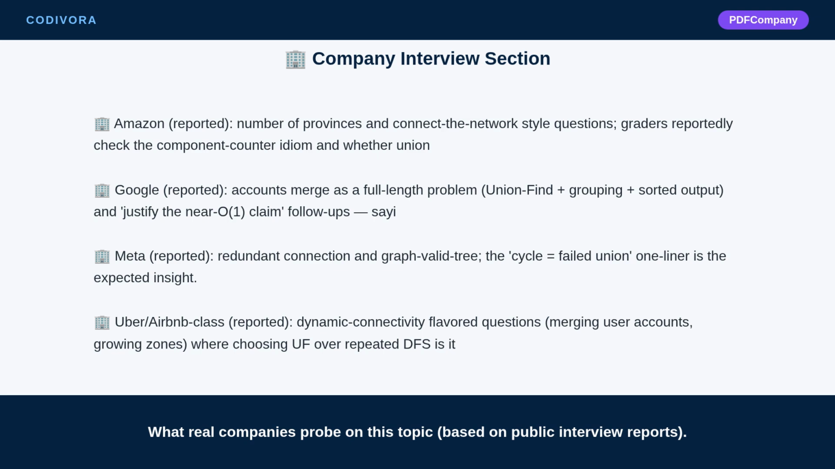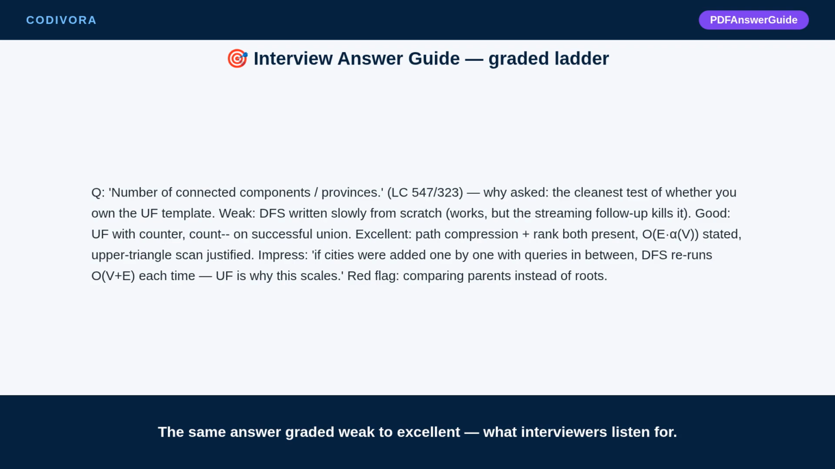Meta reported redundant connection and graph validity. The cycle equals failed union one-liner is the expected insight. Uber, Airbnb class reported dynamic connectivity flavor questions, merging user accounts, growing zones, where choosing UF over repeated DFS is itself the graded decision. Here is how the same answer is graded from weak to excellent, so you know exactly what an interviewer is listening for.